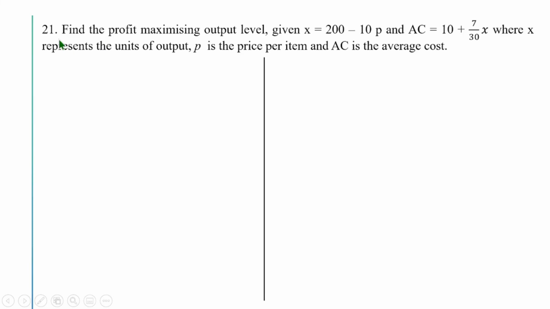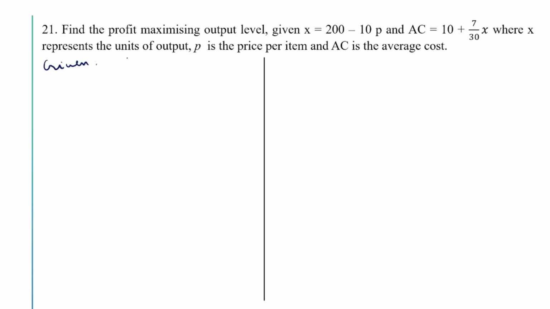The next question, find the profit maximizing output level given x is equal to 200 minus 10p and average cost is equal to 10 plus 7 by 30 into x, where x represents the units of output, p is the price per unit and AC is the average cost. So here we are given x in terms of p and the average cost. We have to find the profit maximizing output. So we have to find the profit.